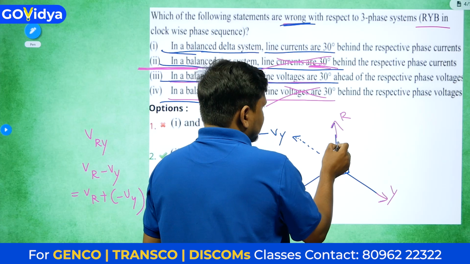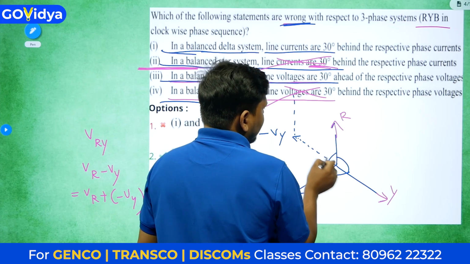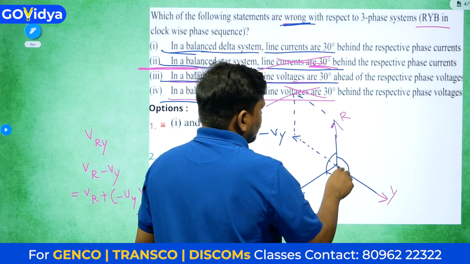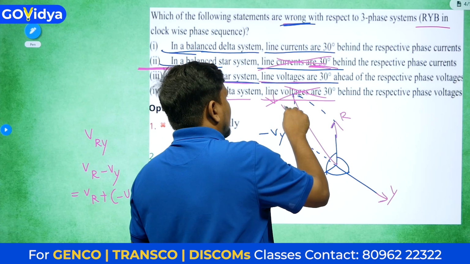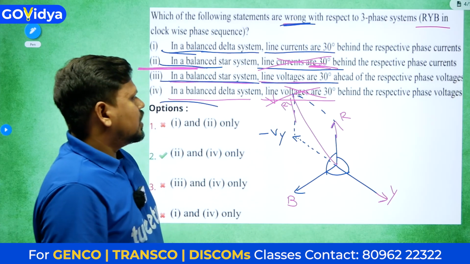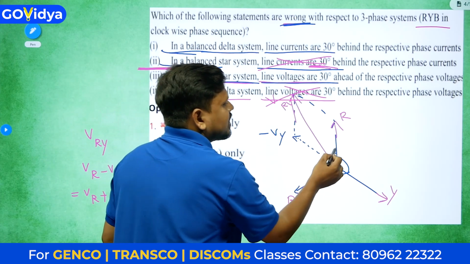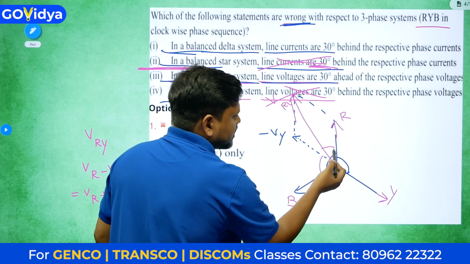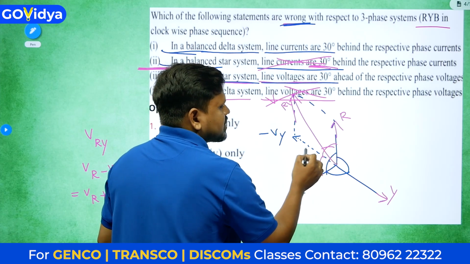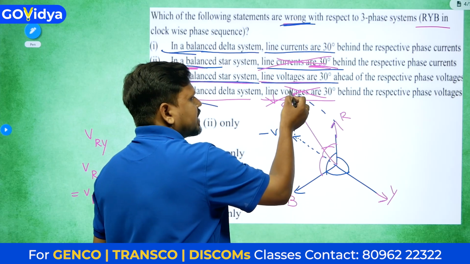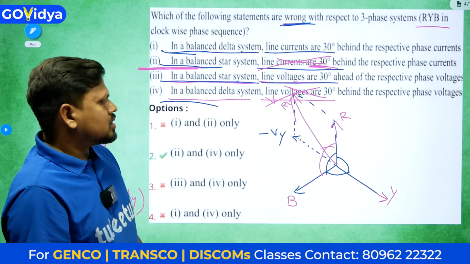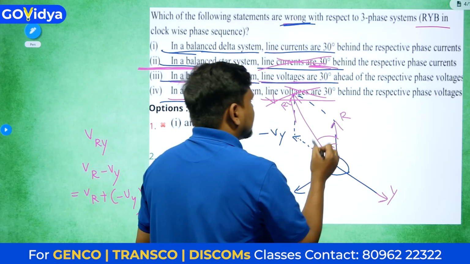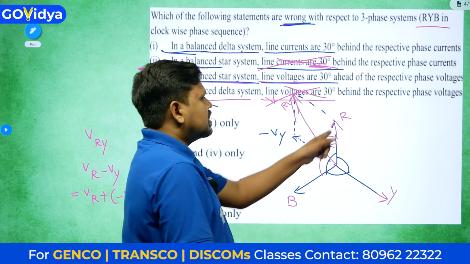We will extend this from here and extend this from here. So here you will be getting VRY. This is the VRY vector. It is exactly 30 degrees. If you give minus of this, this is 60 and this is 60, and these two are of the same magnitude, so it will be exactly bisecting that angle. From here to here it is 30 degrees. Now this is VRY, this is VR.